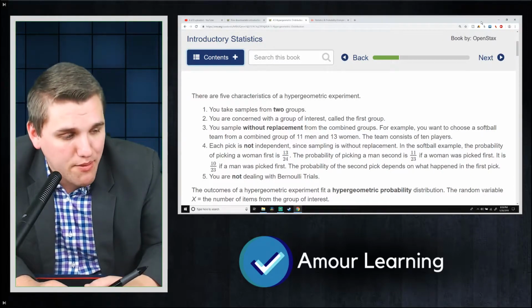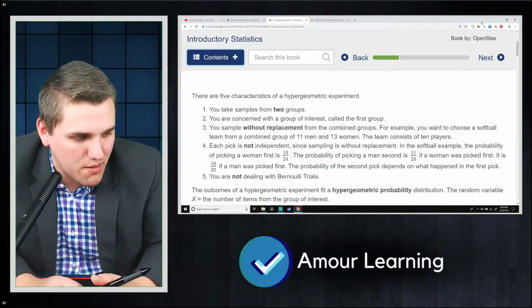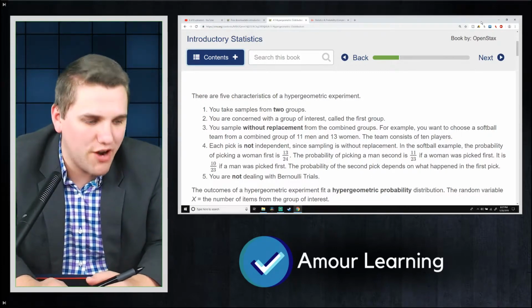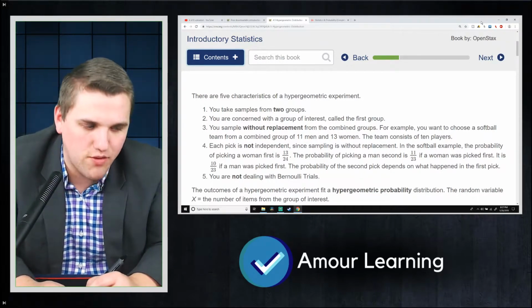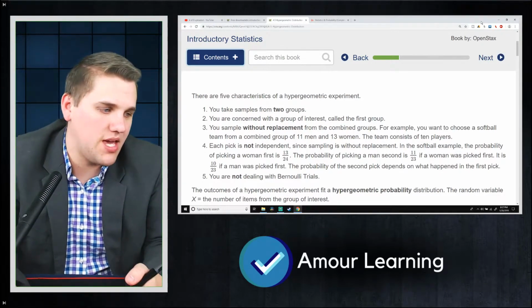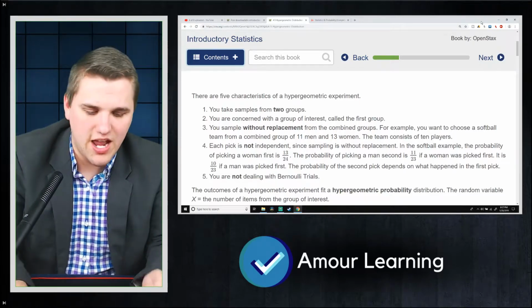The outcomes of a hypergeometric experiment fit a hypergeometric probability distribution. The random variable X is the number of items from the group of interest. So in this case, with the softball example, X cannot be 11 because we're pulling 10 members. We can't get 11 women with 10. It's also a discrete distribution because we can't get 1.5 women. We can only get 0, 1, 2, 3, all the way up to 10 in that specific case.